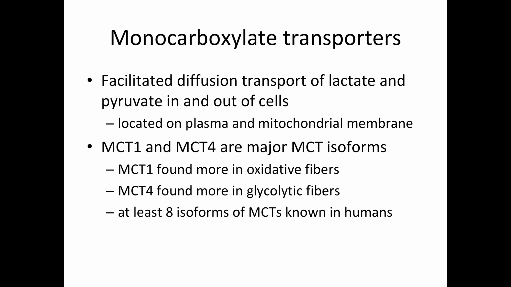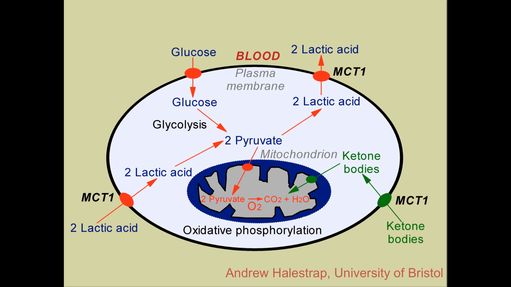This next picture is from Andrew Halestrap, a very simple diagram. Here's a cell, and here's the blood, the plasma membrane, and the mitochondrial membrane. Here's MCT1 transporting lactate into the cell, where it can change into pyruvate and be transported into the mitochondria, where it can be oxidized as a fuel source. Lactate can also leave the muscle cell, and as part of the lactate shuttle, be shuttled around the body where it could be used as a fuel source.